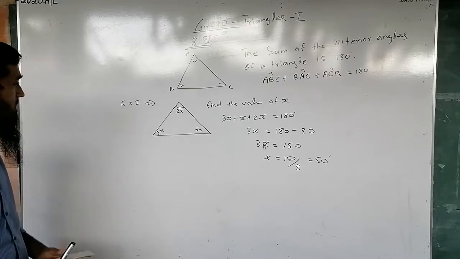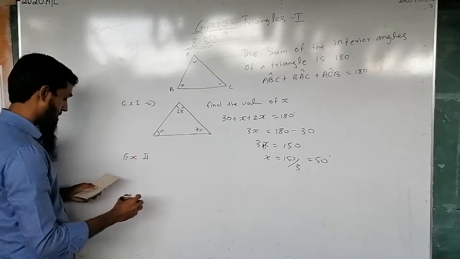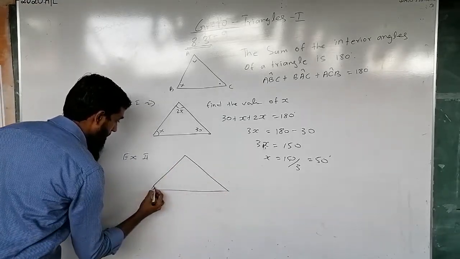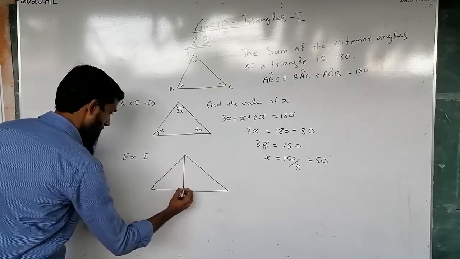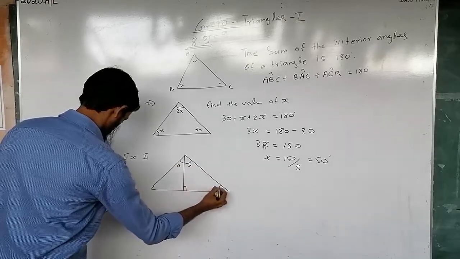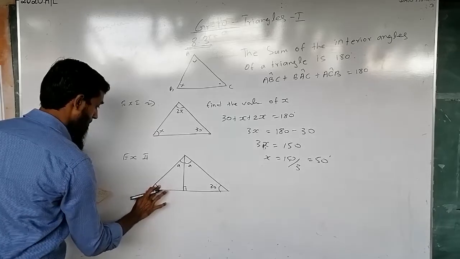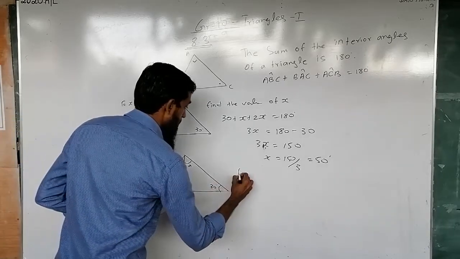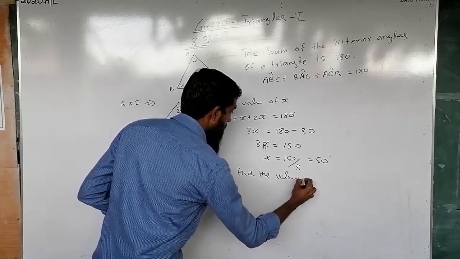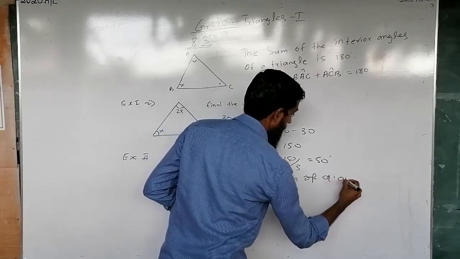Okay, we'll do another example here. Example 2. We'll have a triangle, same as the first one. Both angles are given as A. This angle is also 30. This angle is B. Find the values of A and B.